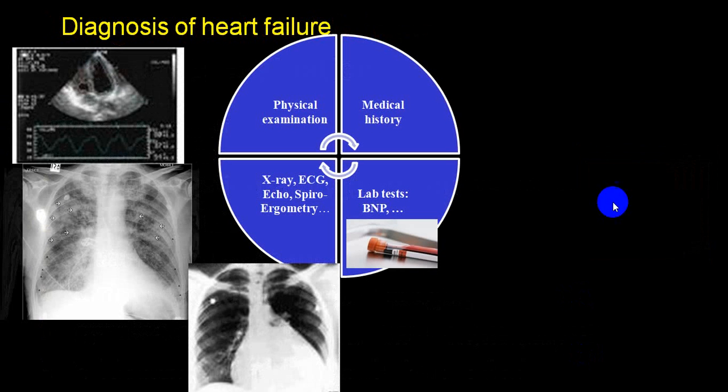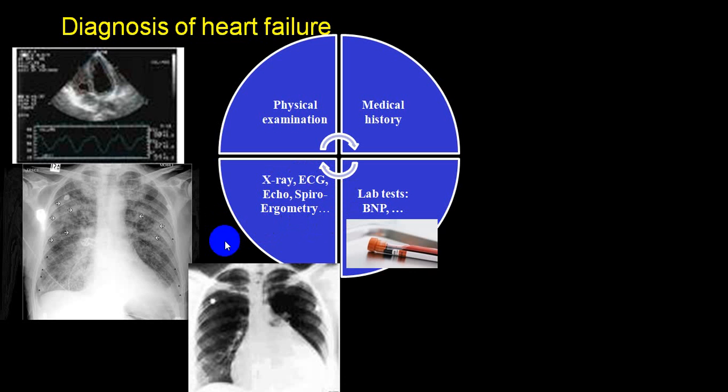So physical examination, good medical history is the first part. Then as far as investigation is concerned, X-ray chest and echo come as the most important part. Lung function test is useful to rule out cor pulmonale.